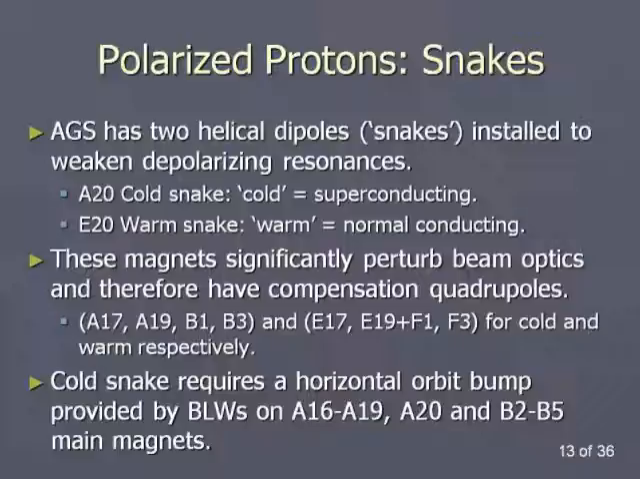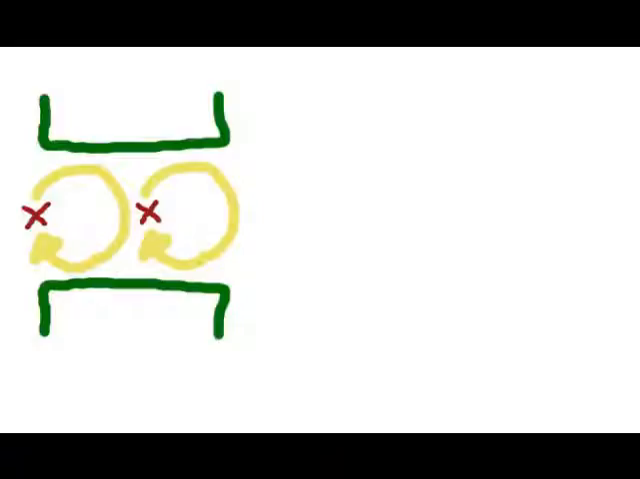On top of that, the cold snake requires an orbit. As you go through a helical dipole, if this is the opening, wherever you go in, the beam starts on a helical path. So as I draw this circle, I'm also moving into the board. It goes around in a corkscrew like this, and this helix starts wherever you go in. So if you were to enter here, you would go around in a corkscrew like this.